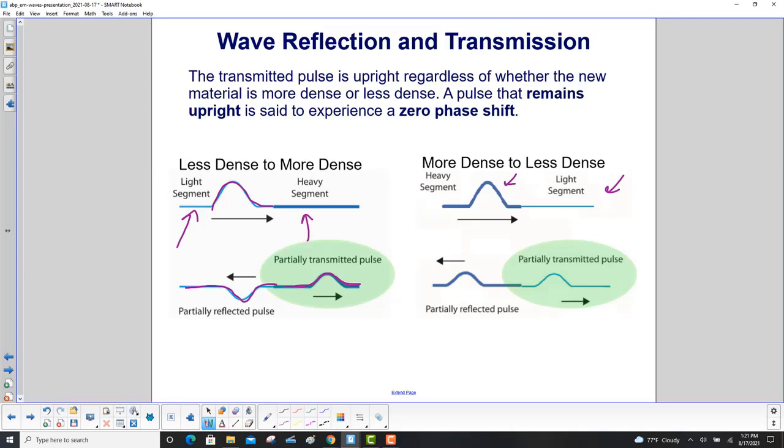What if we have a more dense material where the wave starts here and then moves this way? Well, once again, you have a partially transmitted pulse along the light segment, and this time the partially reflected pulse stays upright. It does not invert. So the transmitted pulse, to summarize the pictures here, is upright regardless of whether the new material is more dense or less dense. A pulse that remains upright is said to exhibit a zero phase shift. So this is zero phase shift.